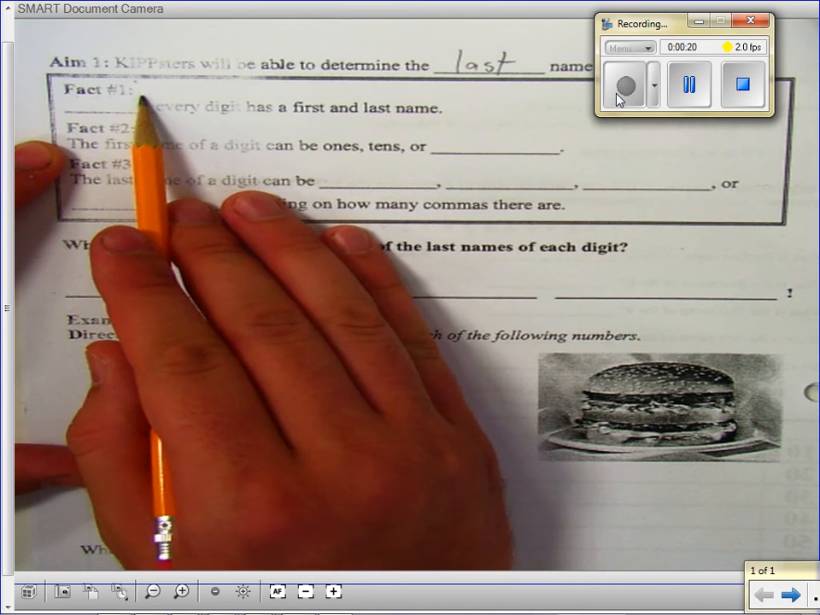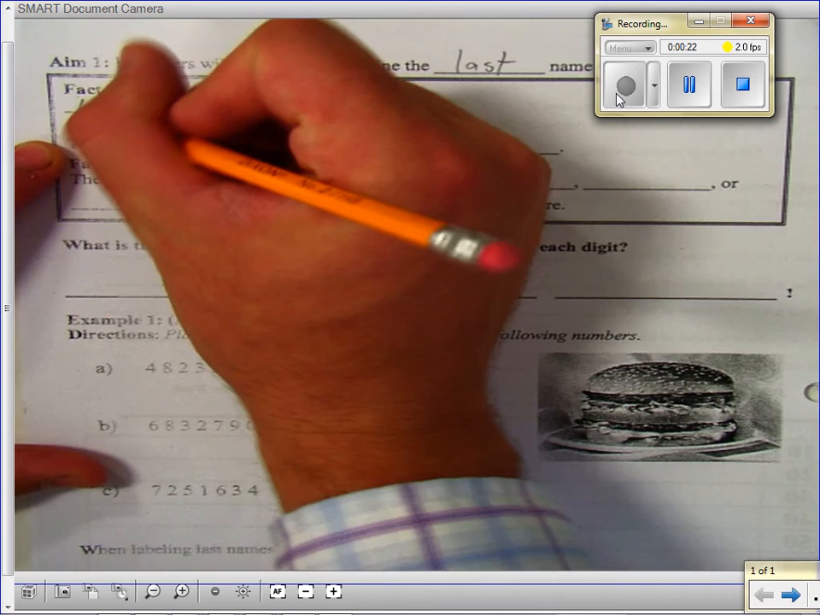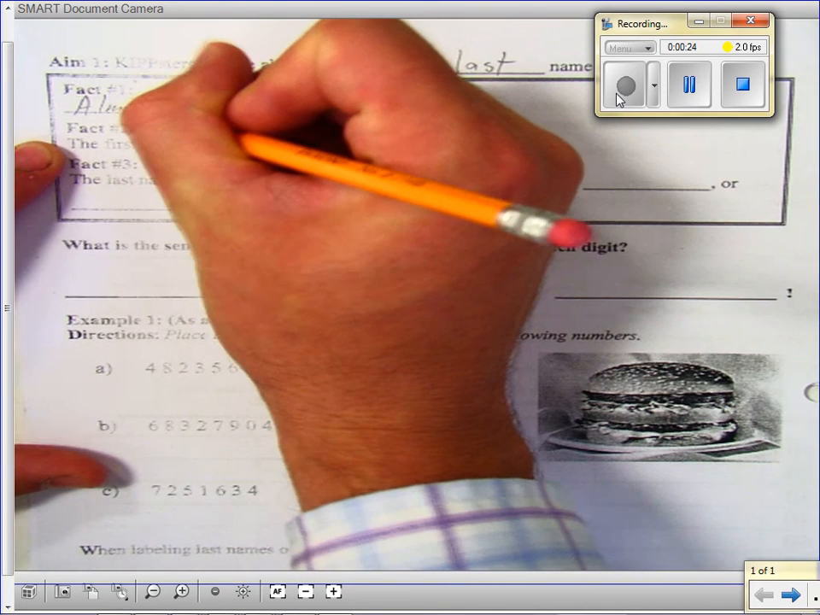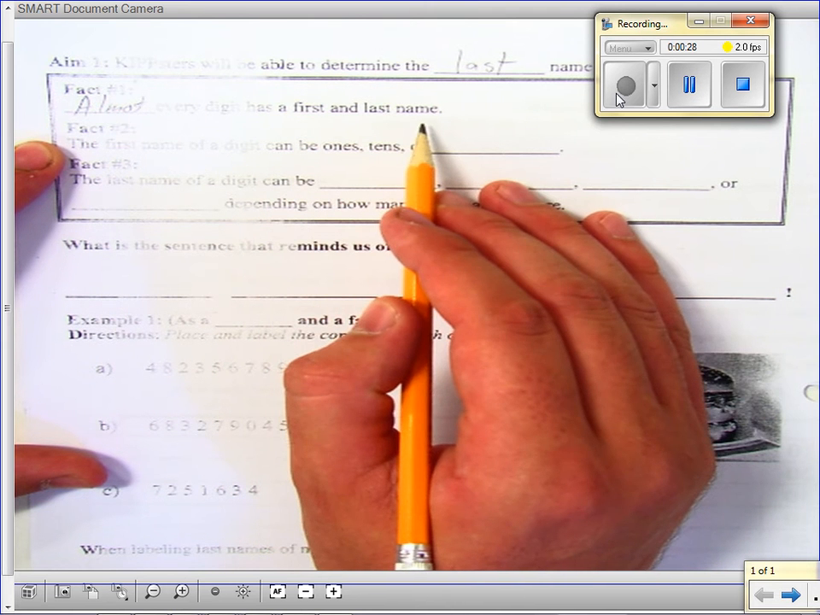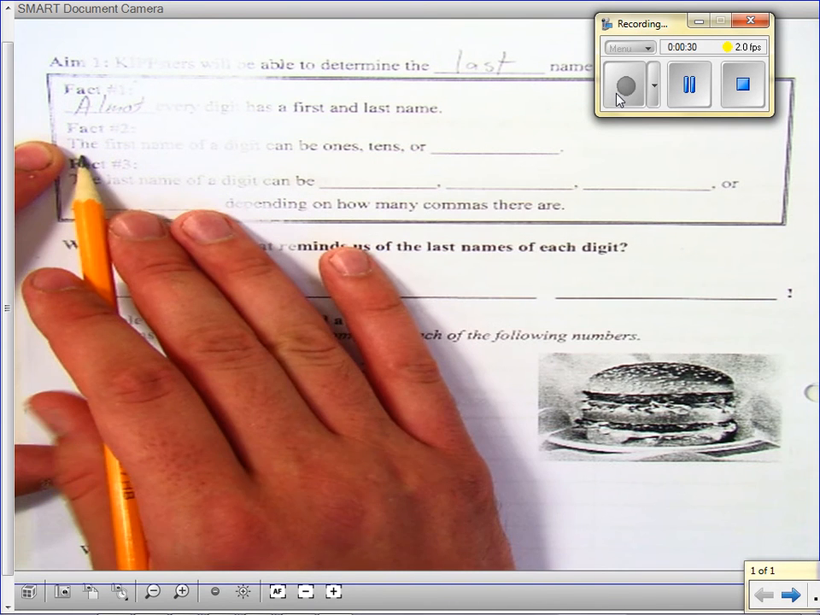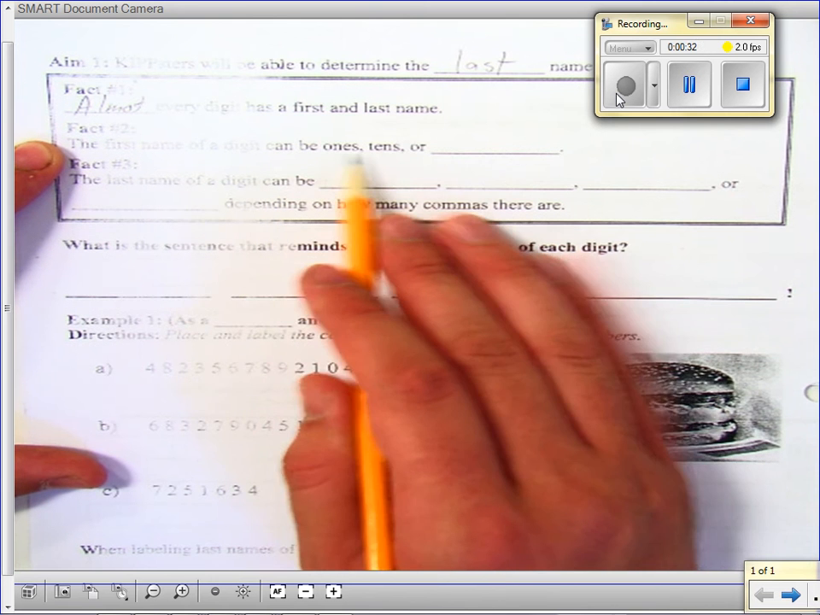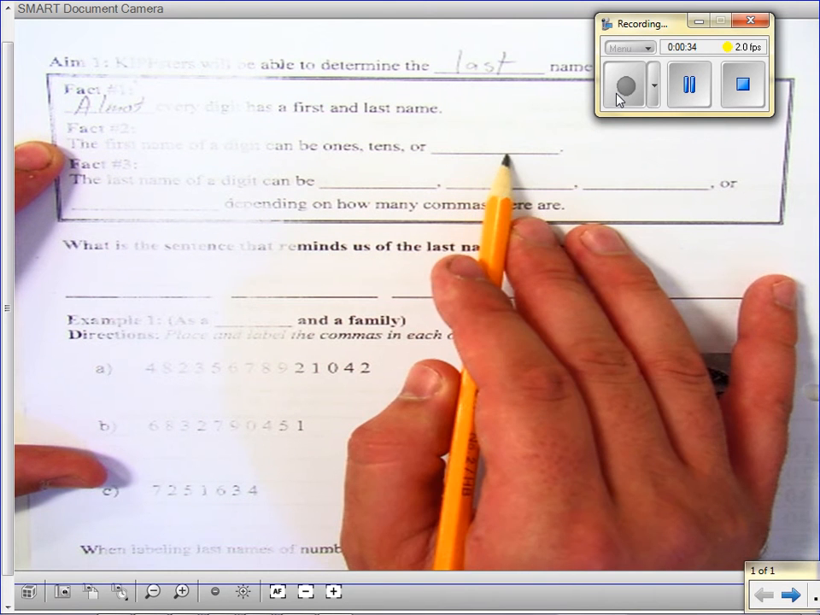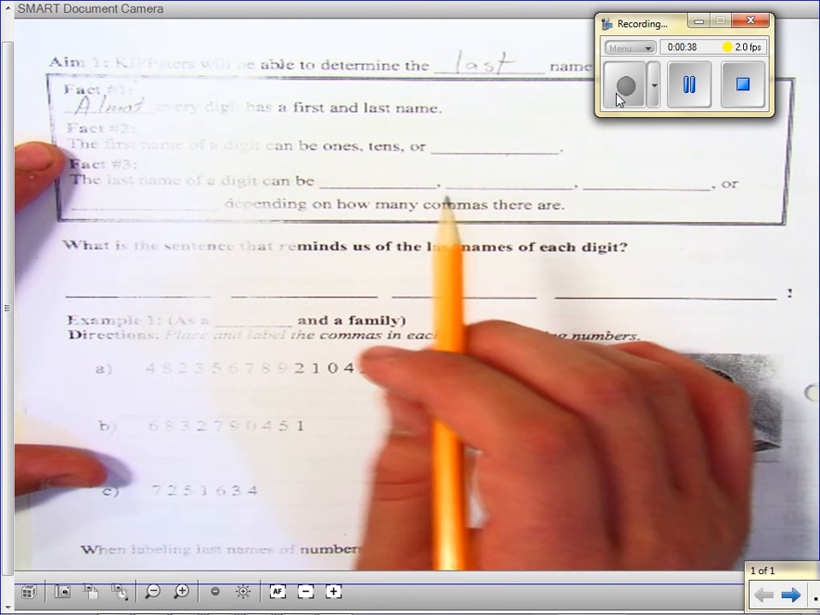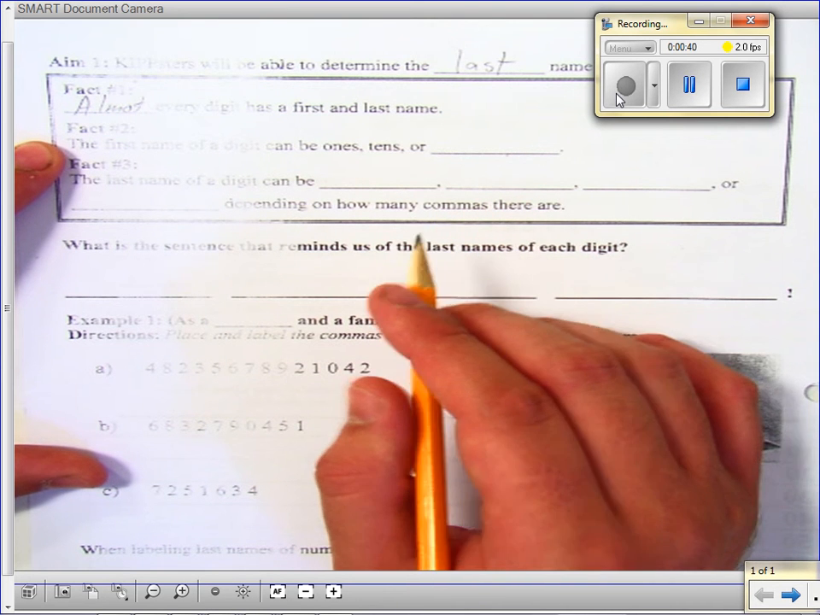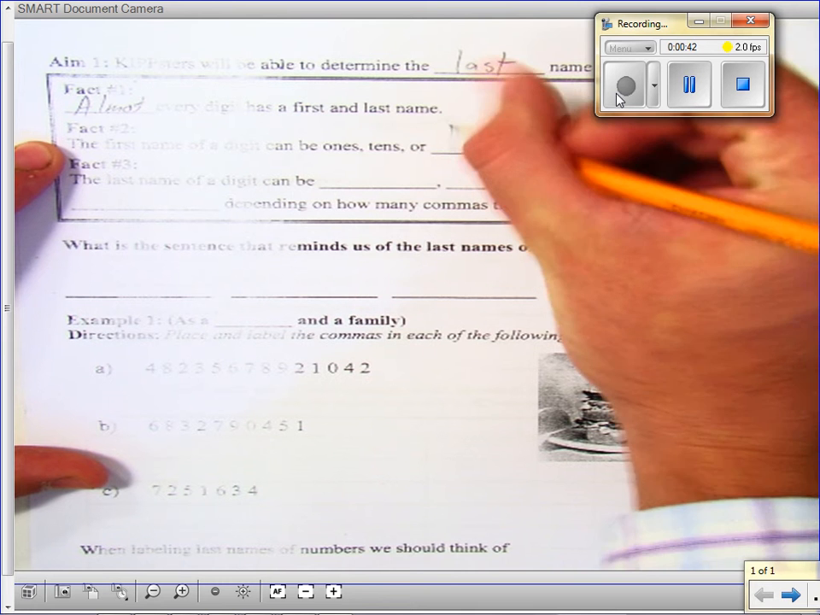Fact number 1. Almost every digit has a first and last name. Fact number 2. The first name of a digit can be ones, tens, or who knows what goes in the blank? That's correct, hundreds.